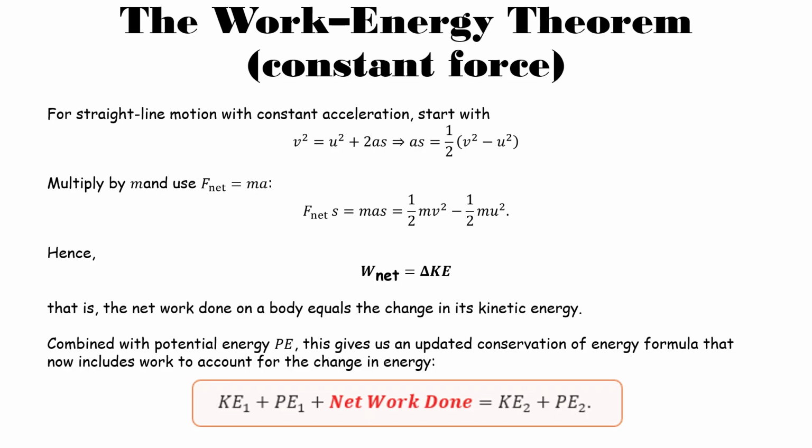That is the kinetic energy at position 1 plus the potential energy at position 1 plus the net work done should equal the kinetic energy at position 2 plus the potential energy at position 2. So there may be work done that needs to be brought into this situation. This is something we're going to meet at a very high level in this video. We're not doing a huge amount with this.